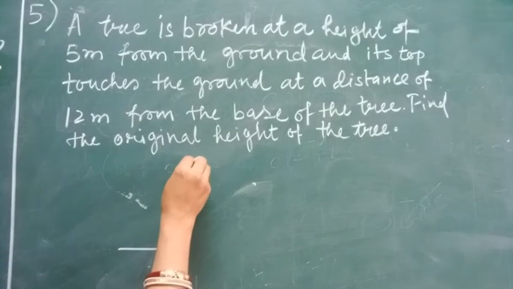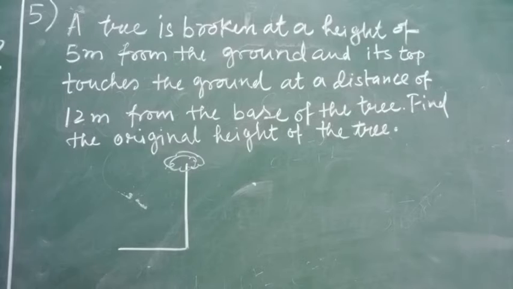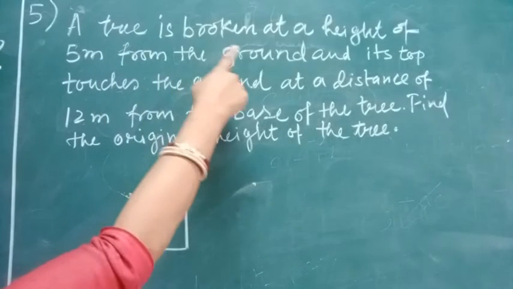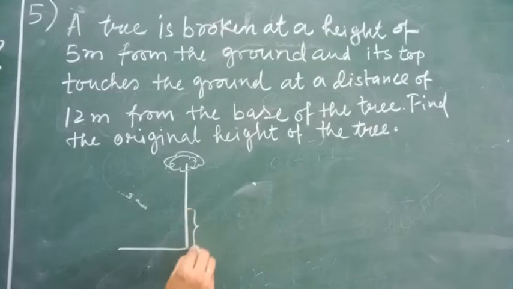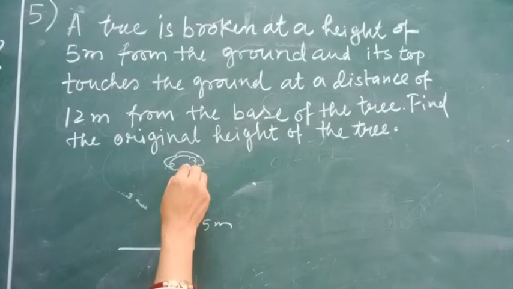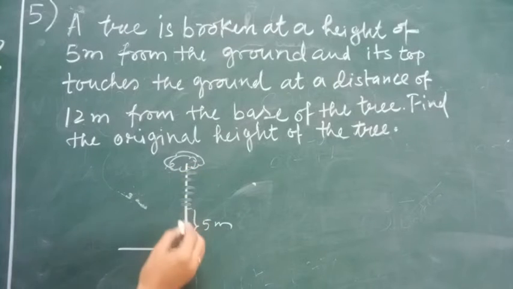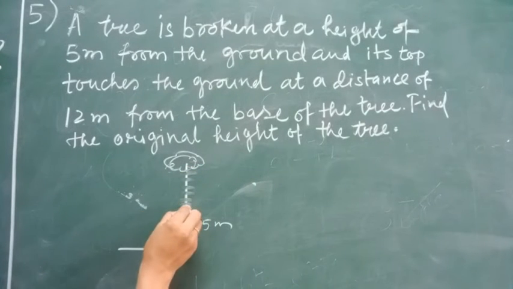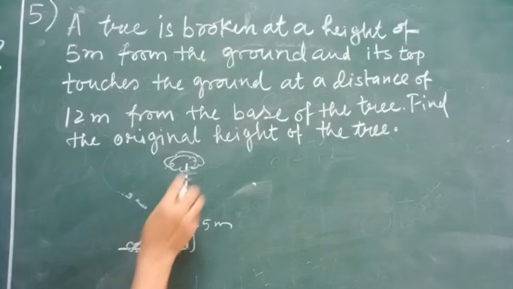Say it is a tree, and it is broken at a height of 5 meter from the ground. Say this height is 5 meter from the ground. The tree has been broken from here and this broken part touches the ground. From here it will touch the ground in this way. Say the leafy portion is here.